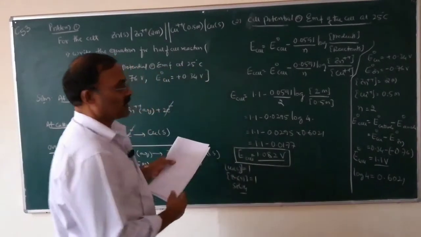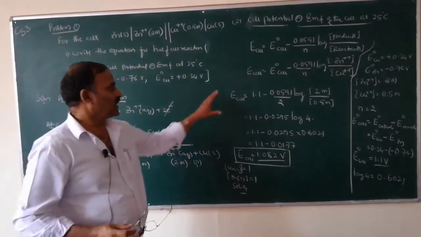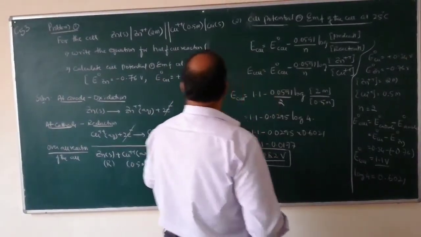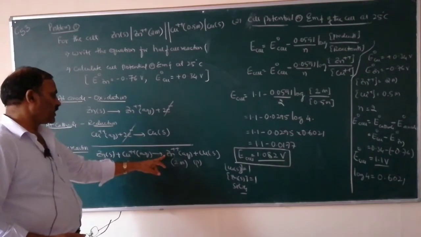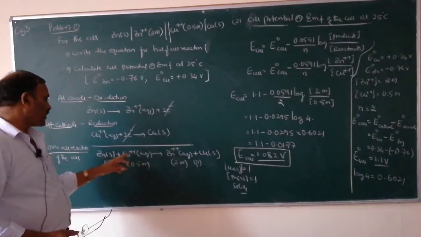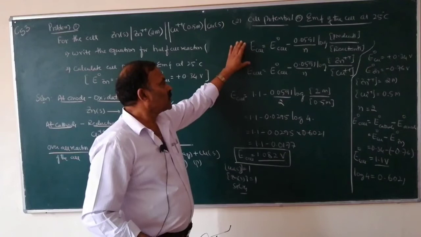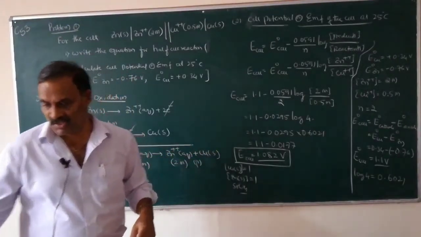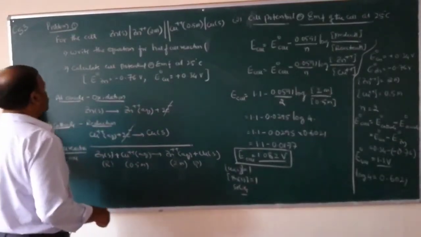This is how you can calculate the EMF of the cell. This is the Nernst equation. Here the coefficient of the reactants is 1, therefore Zn concentration to the power of 1, concentration of Cu2+ to the power of 1. This is the formula used to calculate the EMF of the cell, and you can do it. I will give you another problem.